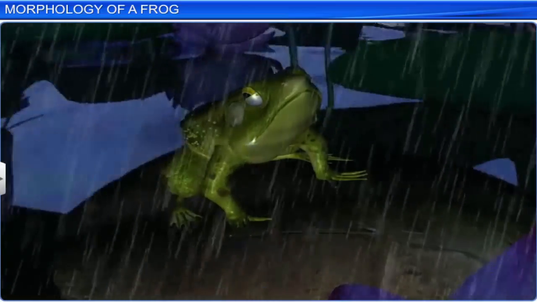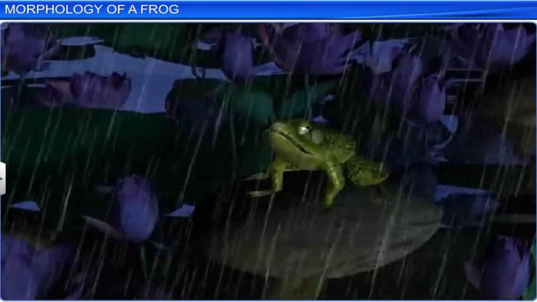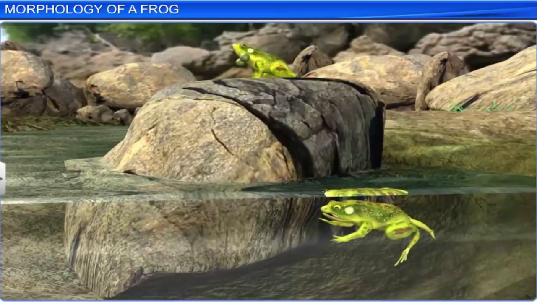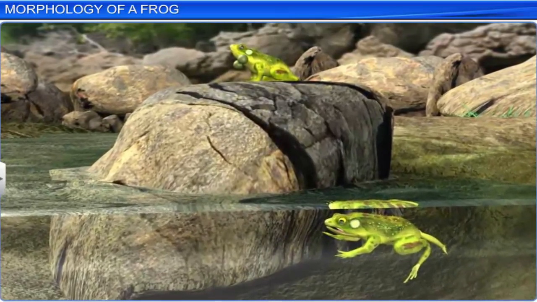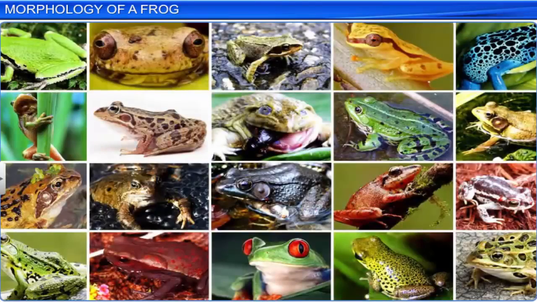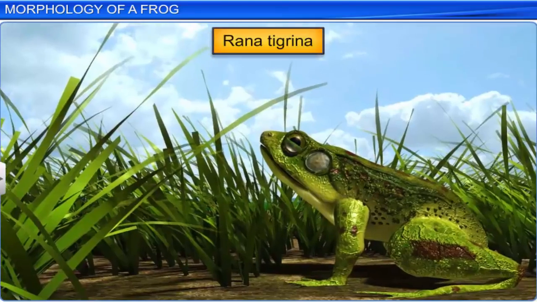With the onset of the monsoon, it is common to hear croaking sounds. These sounds are made by male frogs to attract females as it's their breeding season. Frogs are tailless animals that live both on land and in fresh water. There are about 4,000 species of frogs worldwide, but they are usually found in tropical and subtropical regions. India too is home to many species, the most common being Rana tigrina.